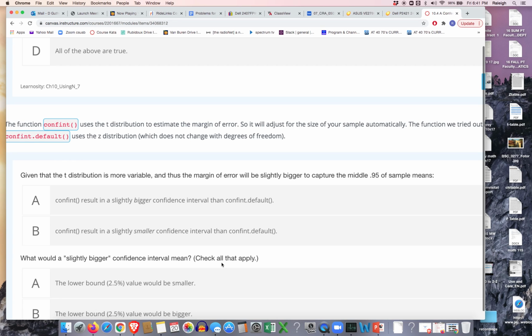Okay, let's see. Given that the t distribution is more variable, the margin of error will be slightly bigger to capture the middle 95% of the sample means. And so that's not really a question. I'm kind of confused by that, but A says confint t results in a slightly larger confidence interval than confint default. Yes, t is bigger than z. It's more spread out. Yes, smaller is wrong. T, which is what we're talking about, is bigger than the default, which is z.